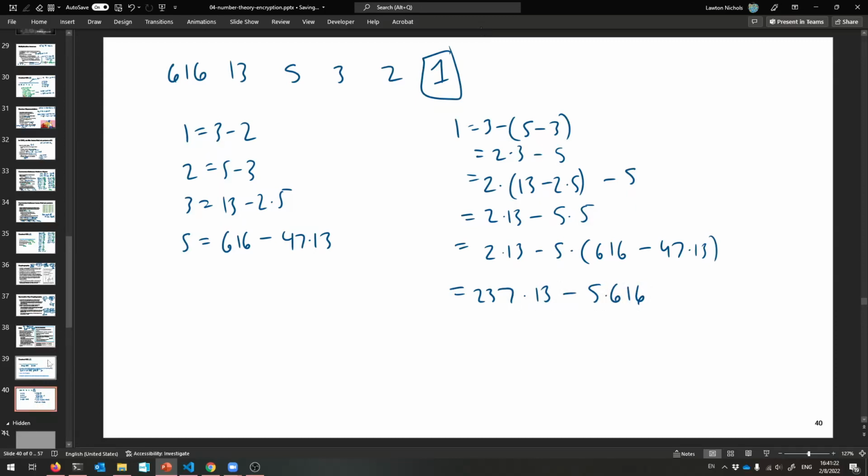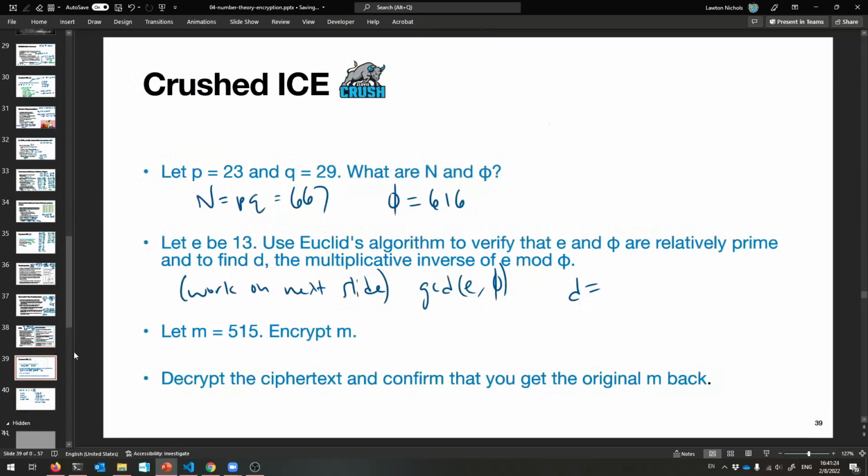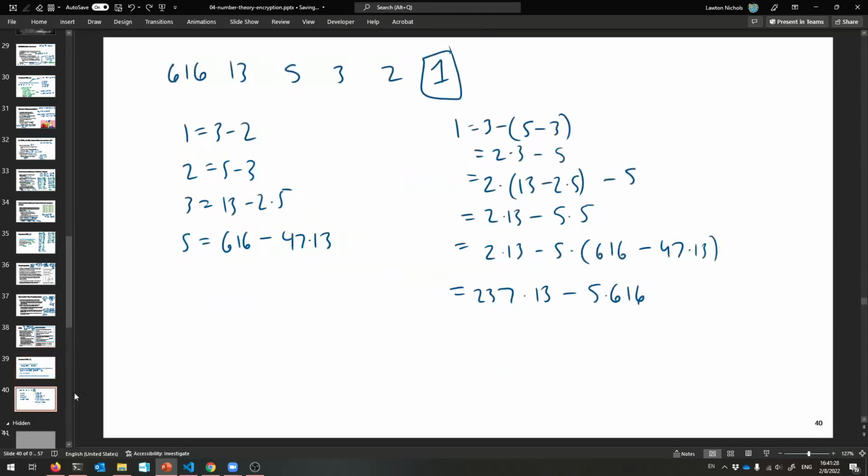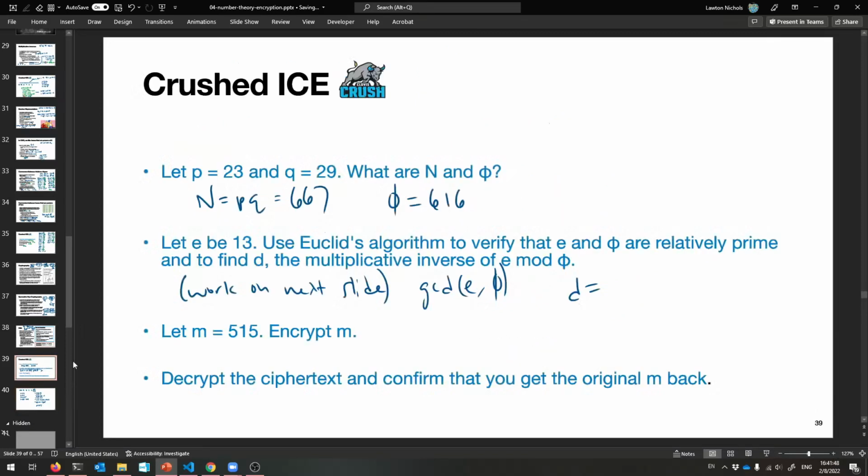Because we're calculating the inverse of E mod phi. Phi is 616, which makes this bit go away. Whee, that goes to 0. And so it looks like the multiplicative inverse of 13 is 237, okay? Mod 616. So D, that inverse, is 237, apparently. And that was the hard work.